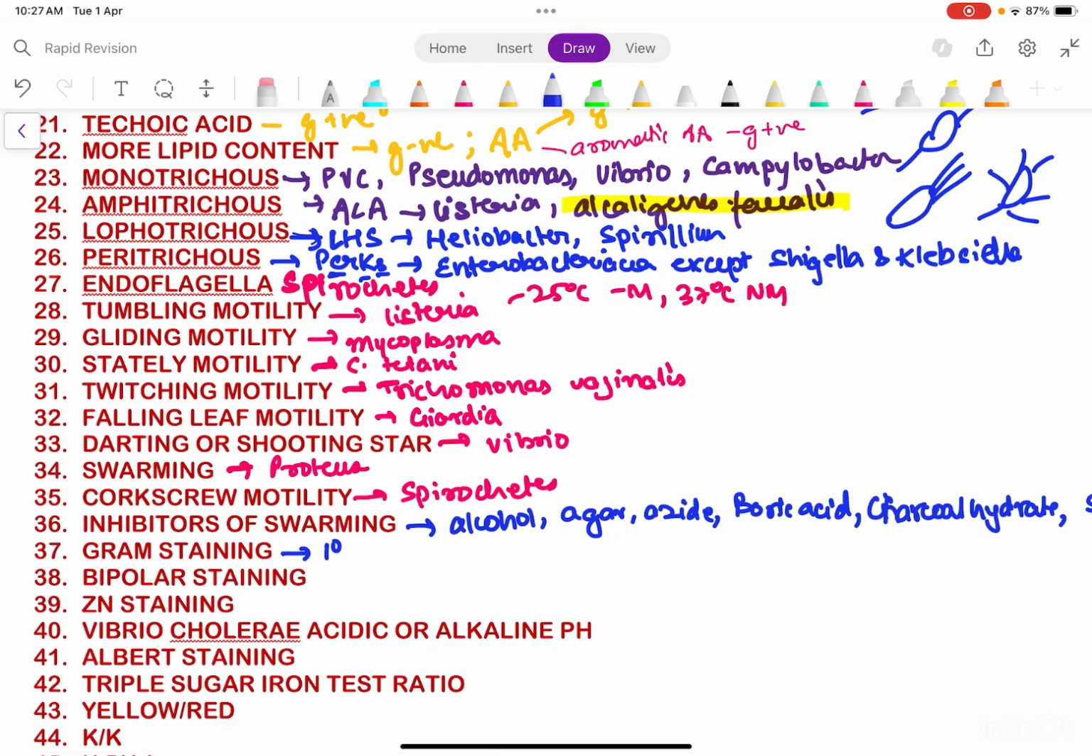Then gram staining. Now you know that there is a primary stain, then a mordant, then a decolorizer, and then a secondary stain. Okay, this much you know. So for the primary stain we have crystal violet, for the mordant we have iodine, for the decolorizer we have acetone or alcohol, and for the secondary stain we have safranin or carbol fuchsin.